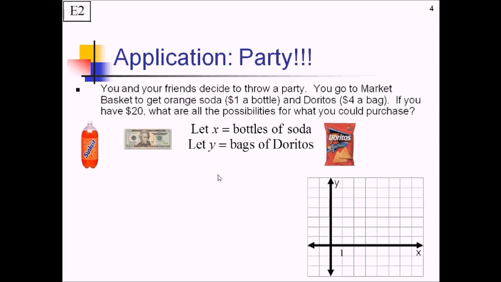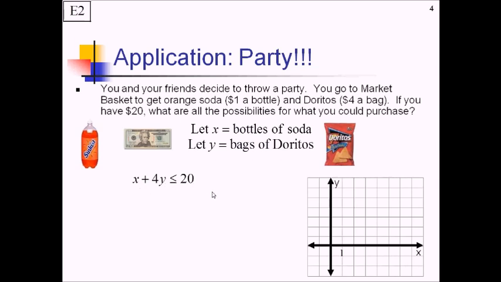We could take all the bottles of soda you have and multiply them by 1 to get the money you spent on soda, so that'll be 1x. The money you spent on Doritos is going to be $4 times y bags of Doritos. If you add those two totals together, that should be no greater than, less than or equal to, 20. So there's an equation we can use to describe the situation, an inequality.